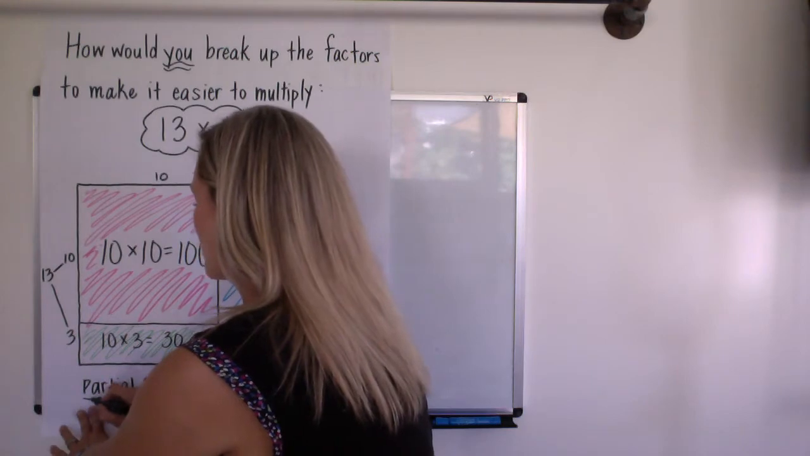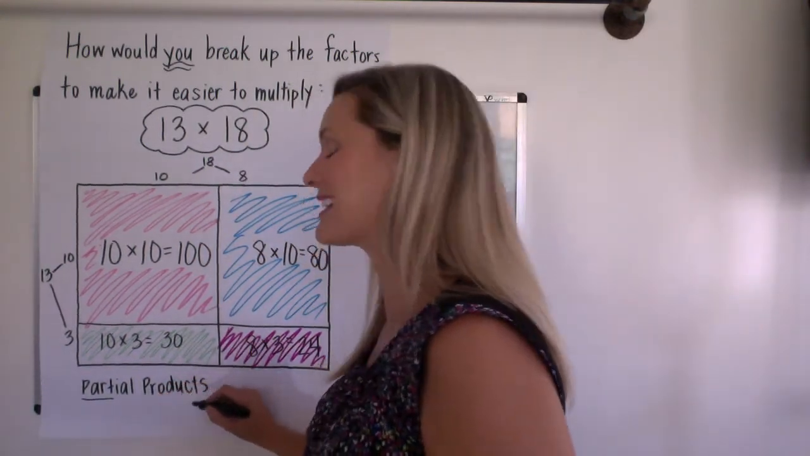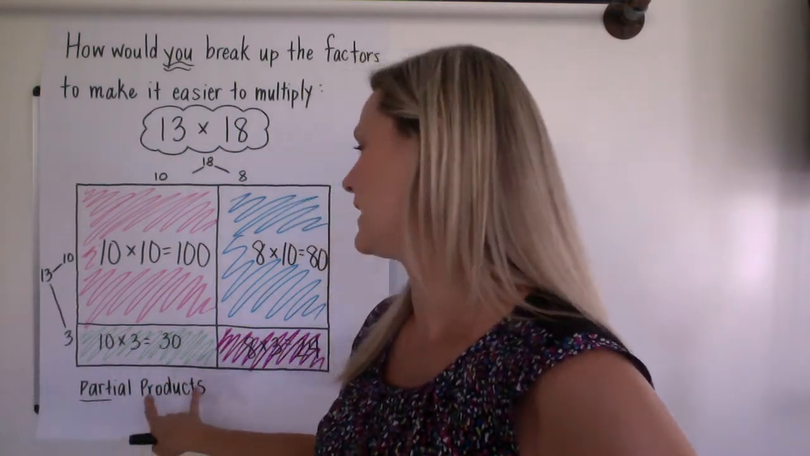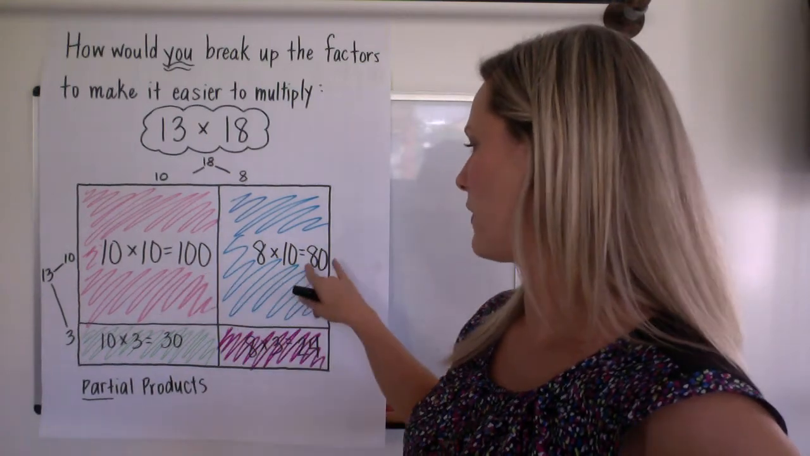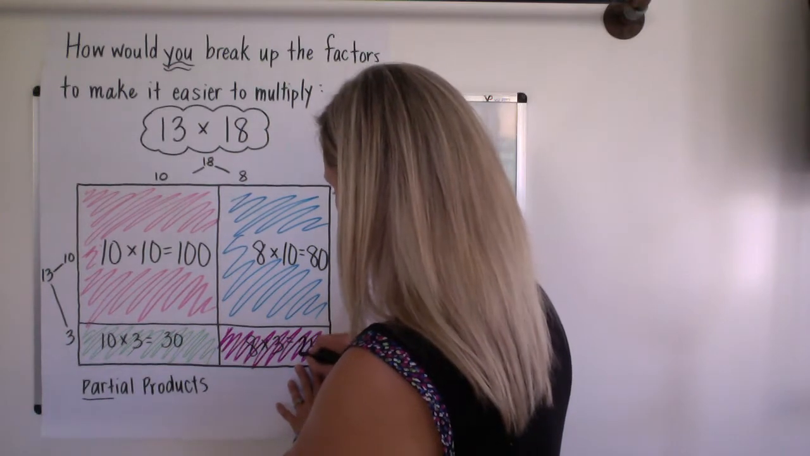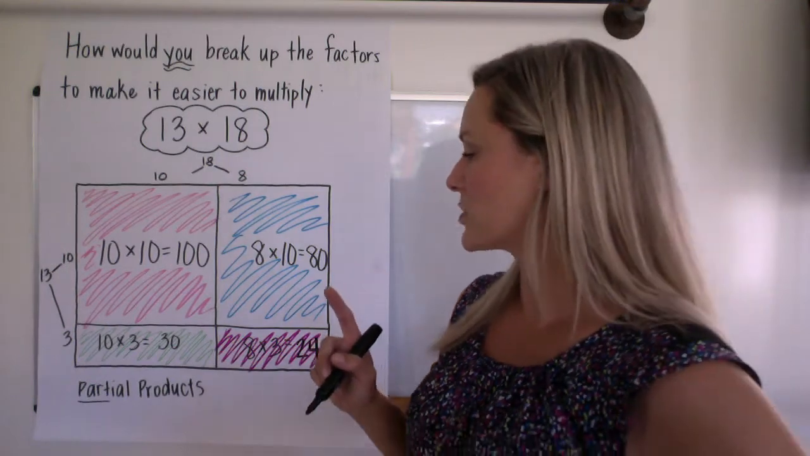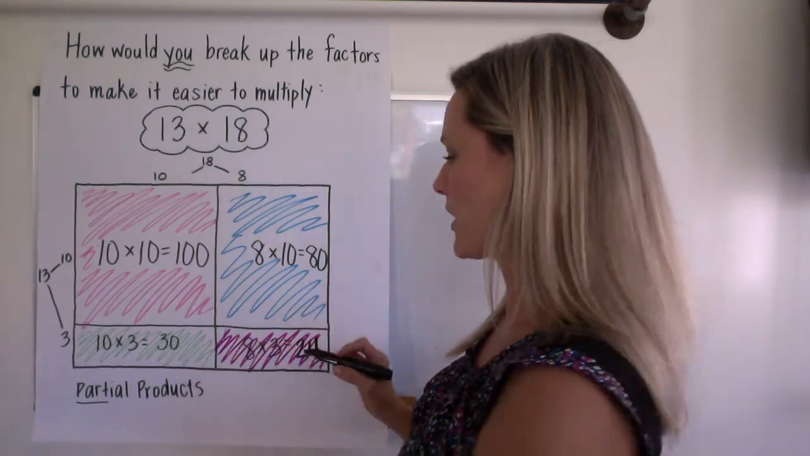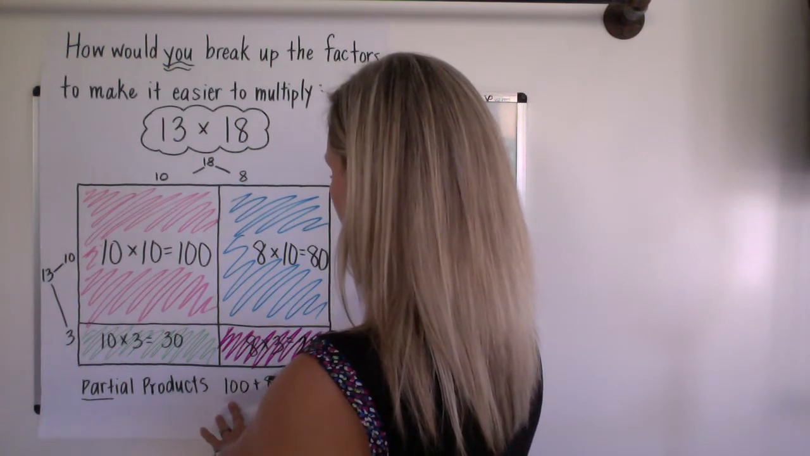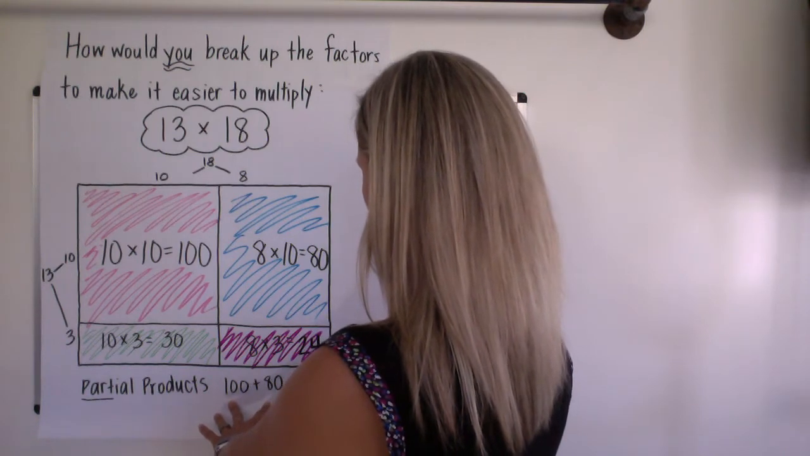So partial has the word part. Okay, and products we know is the answer to a multiplication problem. So these are part of the answers. All right, can you see my 24? I hope you can. Make it a little bigger and darker. Okay, so we need to make sure we add up our partial products. So we're going to be doing 100 plus 80 plus 30 plus 24.